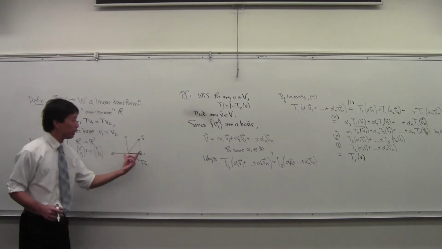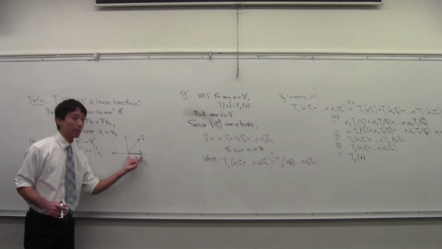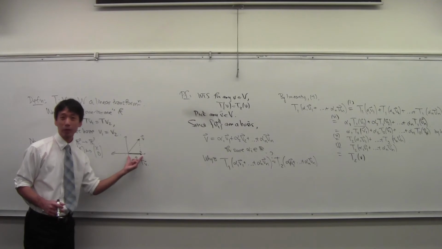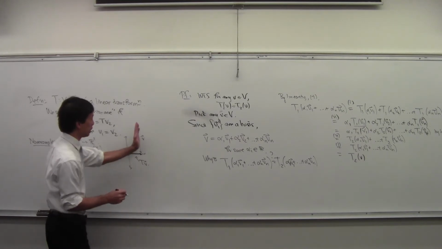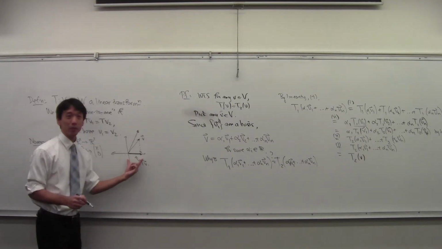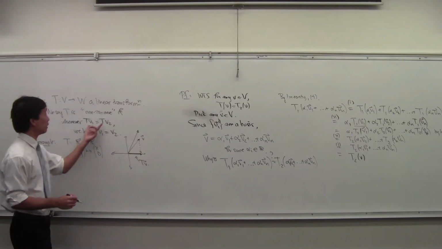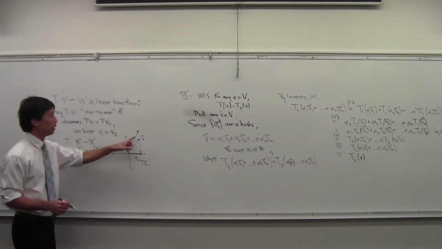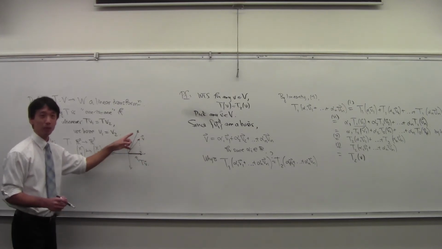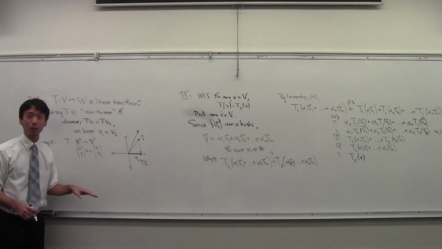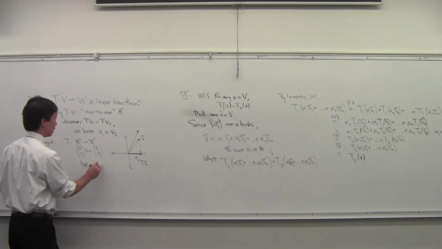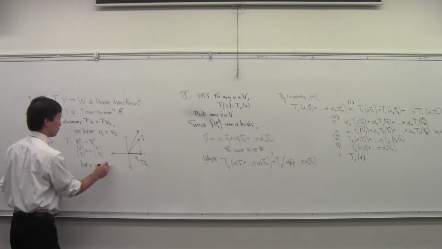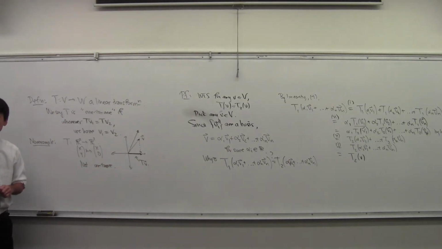Okay. You see that there are multiple vectors that would end up with the same output. Like if I had this guy from the same x coordinate, it would also get projected onto the same thing. And so T of V1 and T of V2 are the same, but the inputs are not the same. The outputs are the same, but the inputs are different. Okay, so this is not a one-to-one linear transformation.